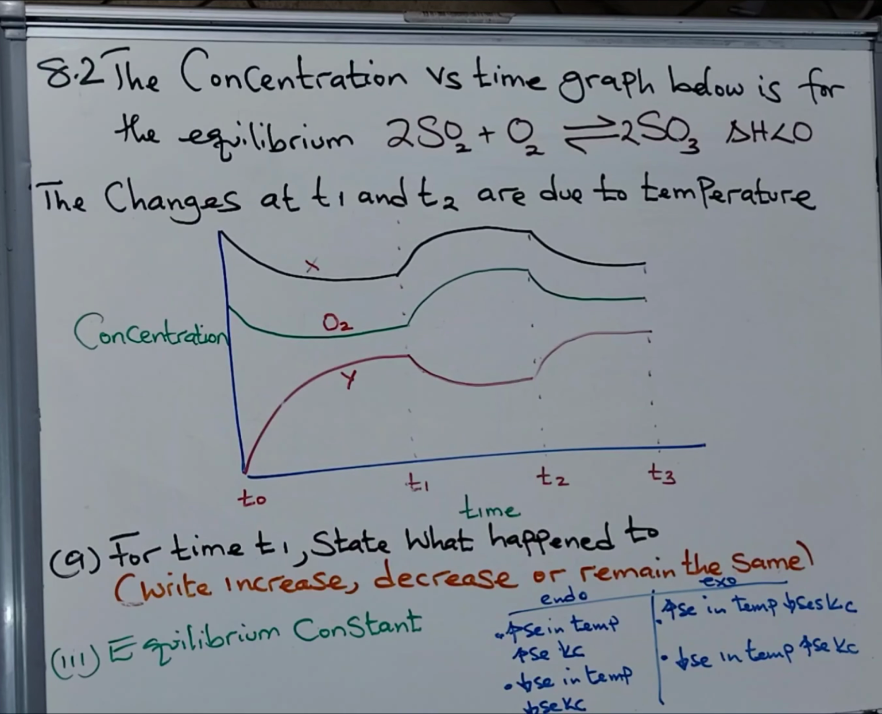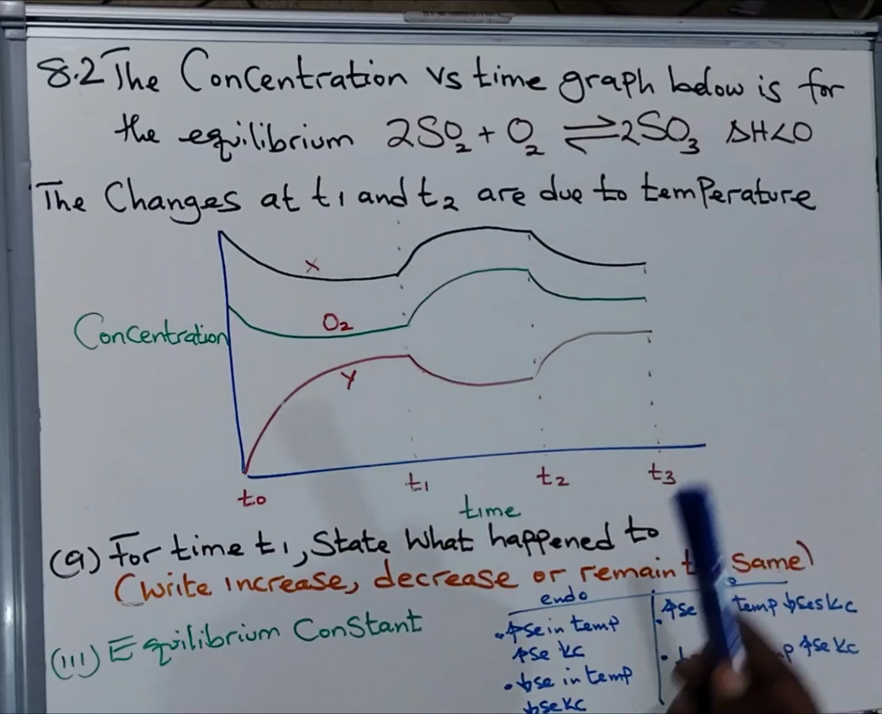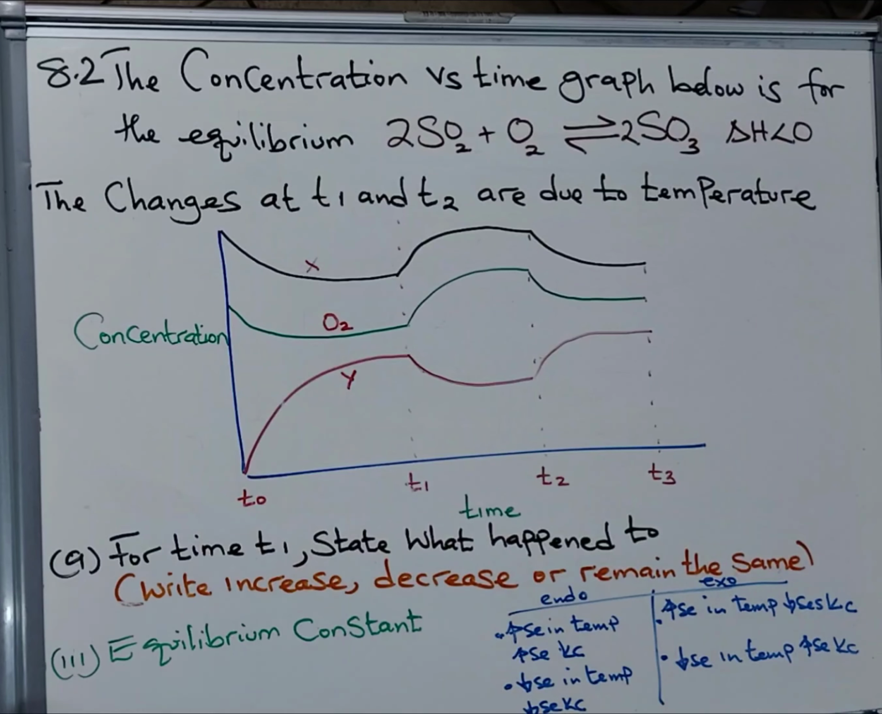Now you need to know something, that we are dealing with an exothermic reaction, so we are going to go this side. And when you go this side, what is happening at T1? Temperature is increasing, so we are going to pick this. And what is the answer? Increase in temperature decreases Kc. So the answer is going to be Kc decreases.